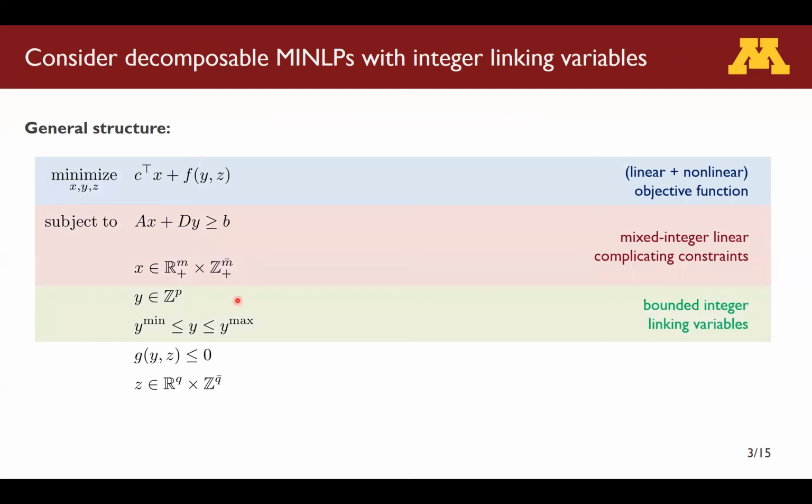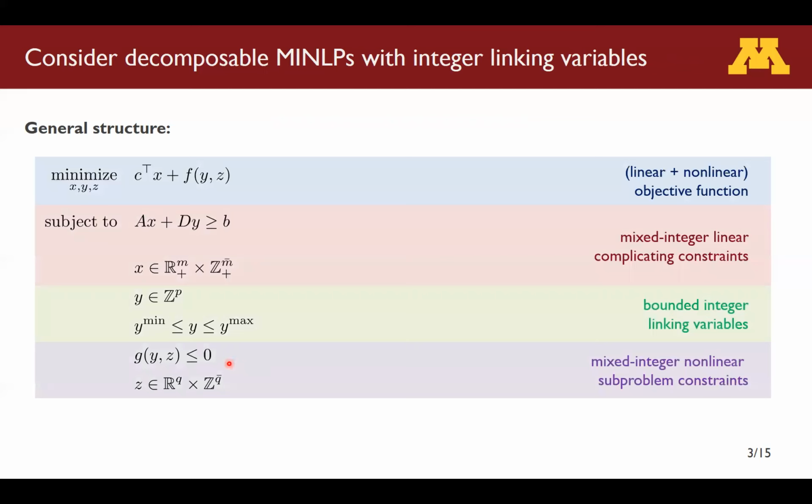Then we'll have these y variables that are integer and bounded. We'll call them linking variables because they link the linear complicating constraints with the nonlinear subproblem constraints here. And the subproblem constraints here also involve the third set of variables z, which also can be continuous and discrete.